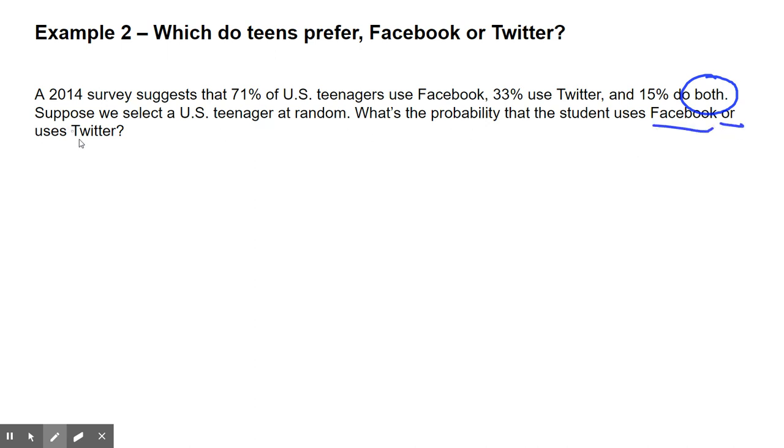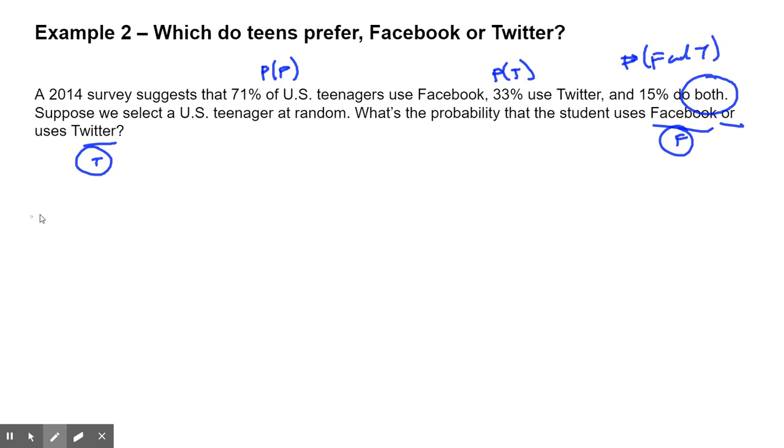Facebook or Twitter. So let's let F stand for Facebook, and T stand for Twitter. So they gave us 71%. That's the probability that someone uses Facebook. They gave us 33%. That's the probability of Twitter. So this is the probability of Facebook. This is the probability of Twitter. And this right here, this 15%, is the probability of Facebook and Twitter.